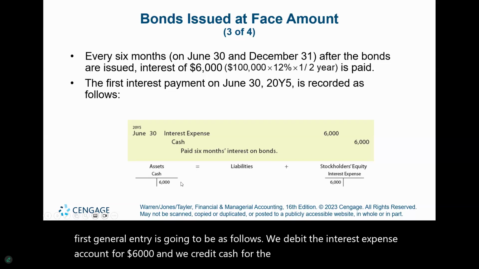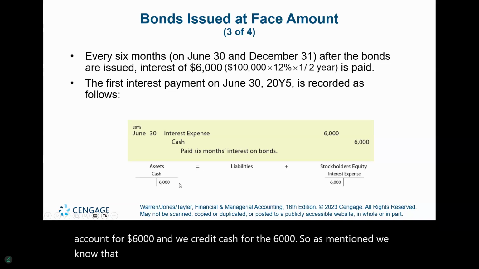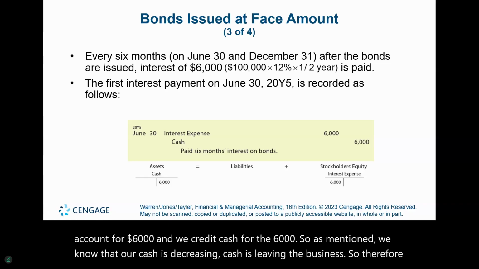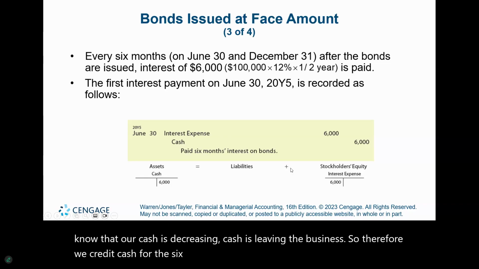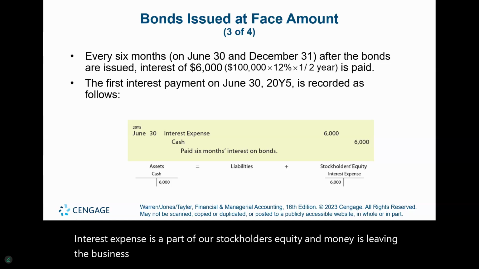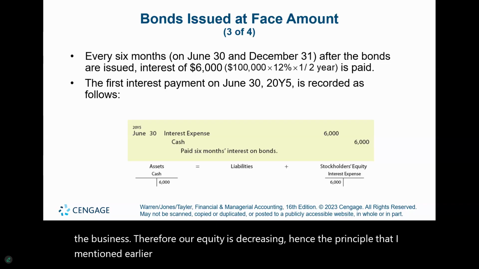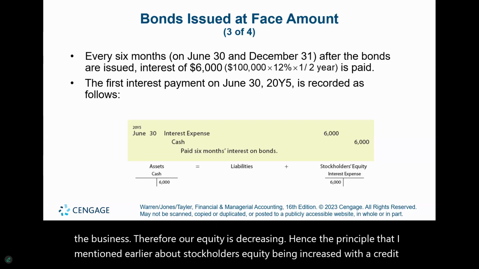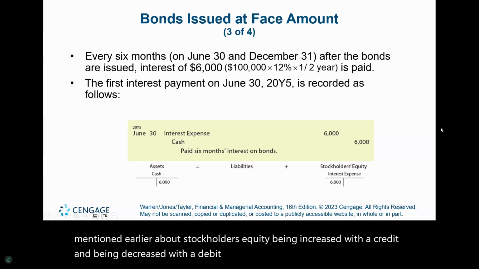So as mentioned, we know that our cash is decreasing. Cash is leaving the business. So therefore, we credit cash for the 6,000, and our interest expense. Remember, interest expense is a part of our stockholders' equity, and money is leaving the business. Therefore, our equity is decreasing. Hence the principle that I mentioned earlier about stockholders' equity being increased with a credit and being decreased with a debit remains the same. So we debit interest expense and credit cash for 6,000.